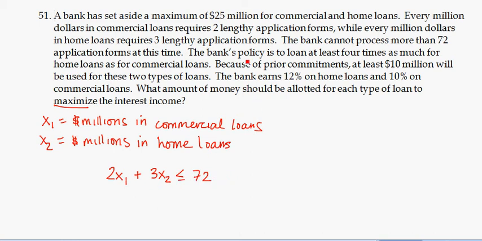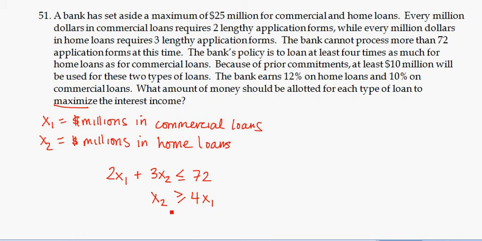Also, they tell us that it's the bank's policy to loan at least 4 times as much home loans as they do for commercial loans. So the number of home loans has to be greater than or equal to 4 times the number of commercial loans. So make sure you wrote that correctly, right? They're saying at least 4 times as much for the home loans, so the home loans are going to be 4 times more than the commercial.